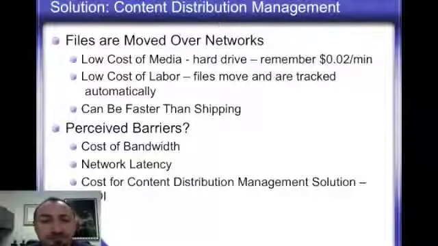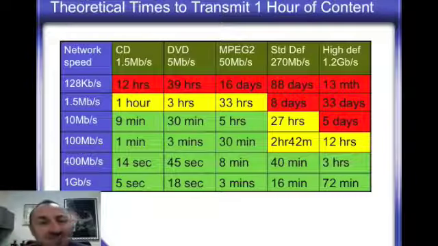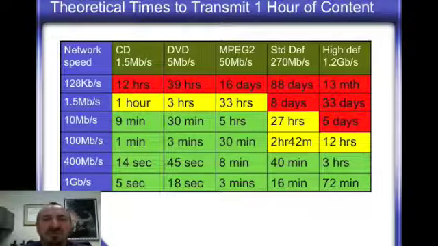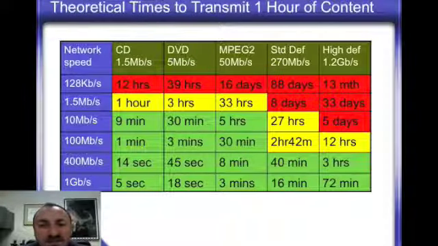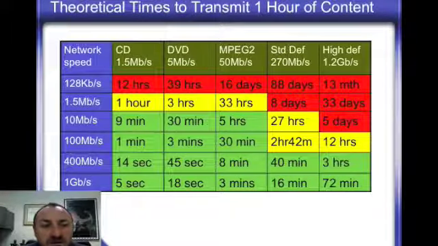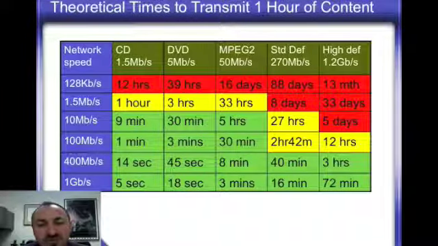This little segment: what is the theoretical time to transmit 1 hour of content over a network? If you're dealing with frame relay rates, 120 kilobits per second, etc., you're probably not going to be able to move content efficiently. One standard definition hour of content, 88 days. I wouldn't bother with that. So all that red stuff kind of blocks out.